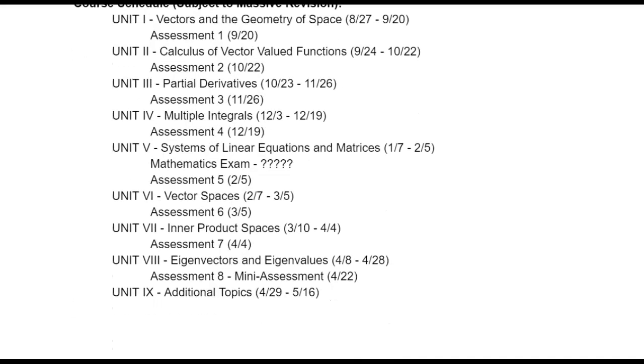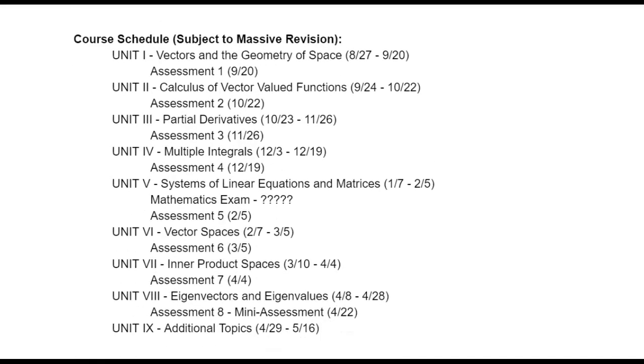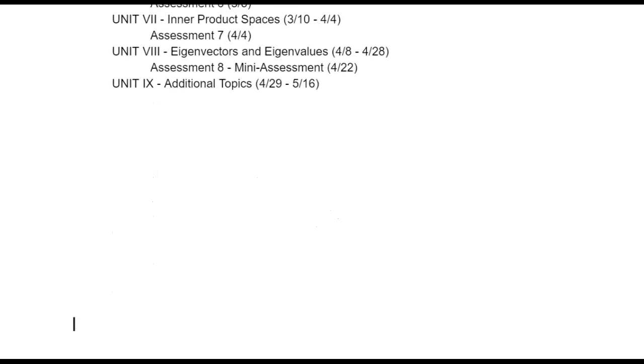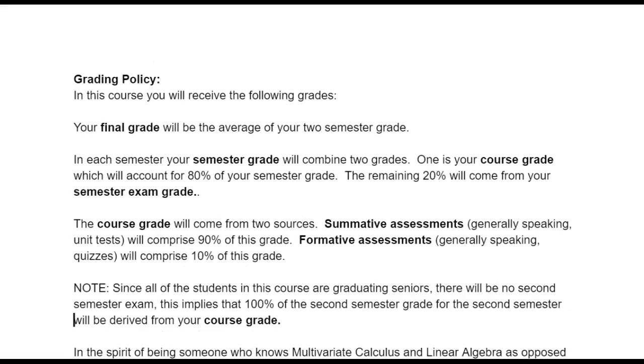Here's the outline of the course. We're essentially 8 units, 4 in the multivariate calculus space, 4 in the linear algebra space, and then as we have time at the end of the year, we'll take on some additional topics before you all head off to ISP land and things like that.